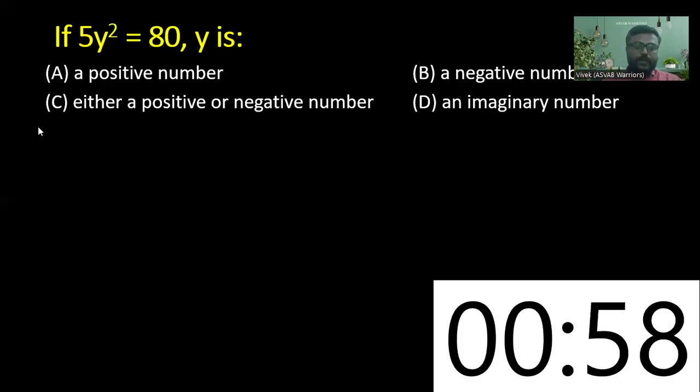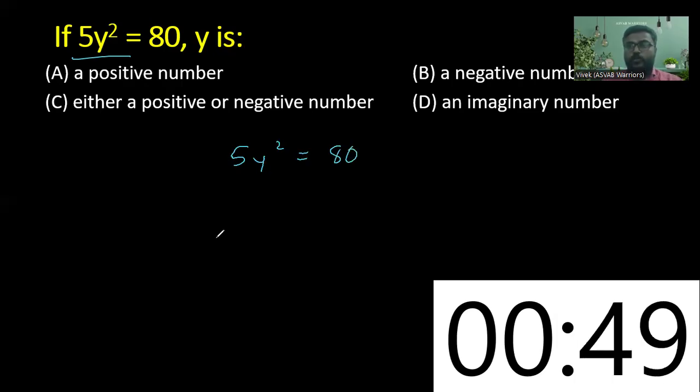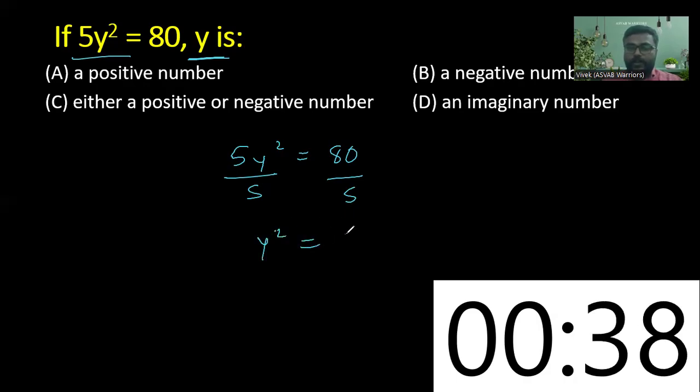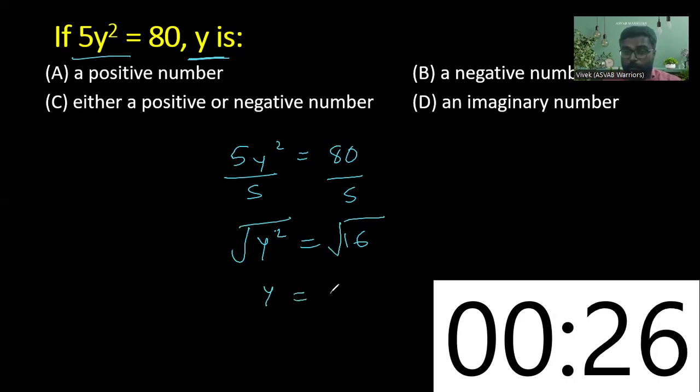So the question is asking you 5y square is equal to 80. The first thing, they're asking us the value of y. They're not asking us the value of y square. The first thing that I'm going to do is divide both the sides by 5. y square will be equal to nothing but 16. Now, how do we cancel out the square? By taking the square root. So I'll take square root on both the sides. So y will be equal to plus or minus 4.